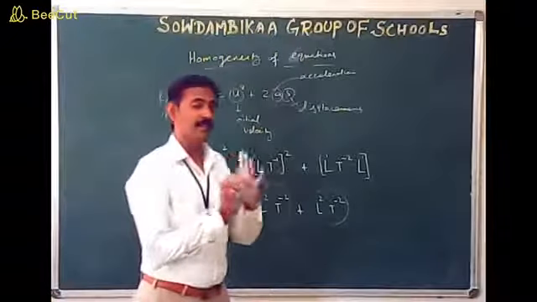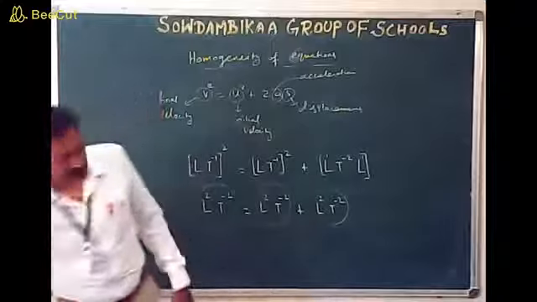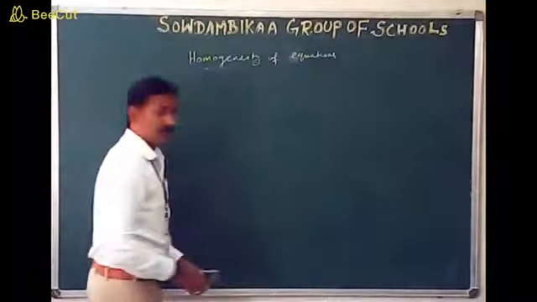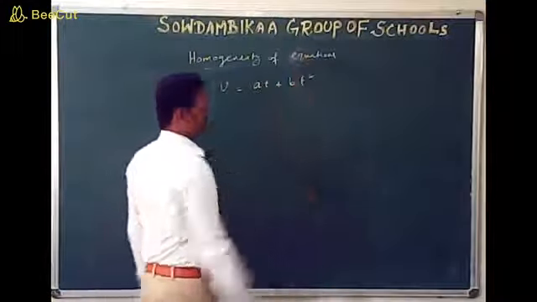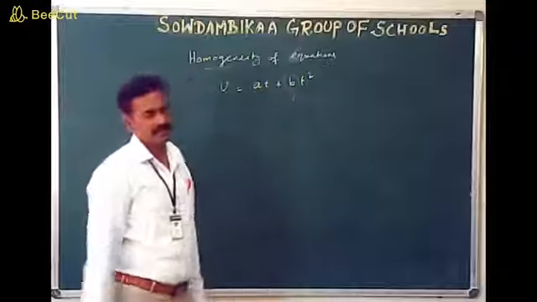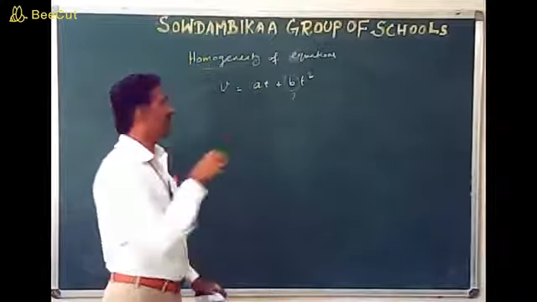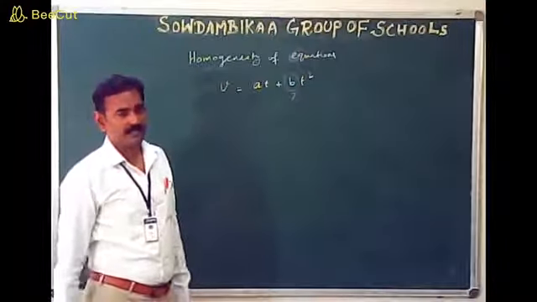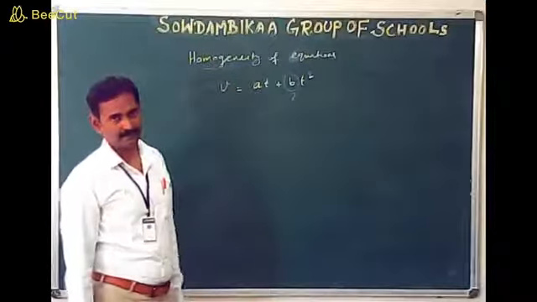In our textbook, they are giving one question: find the dimensional formula for B. The question is, v is equal to A into t plus B into t square. What is the value of B? Here A and B are variables, not physical quantities. Now for which physical quantity, if it comes in that place, is this equation homogeneous? What will be the value for B? It is a velocity.